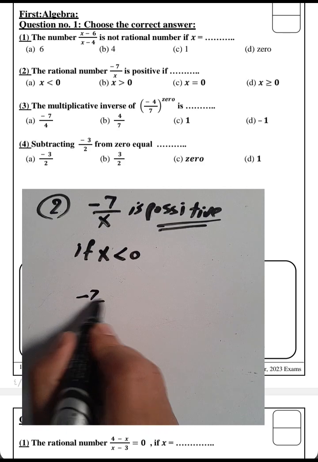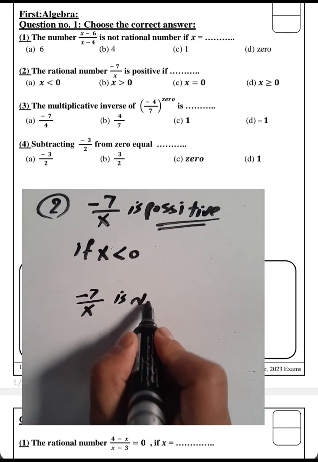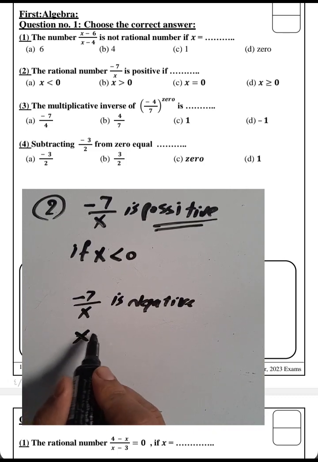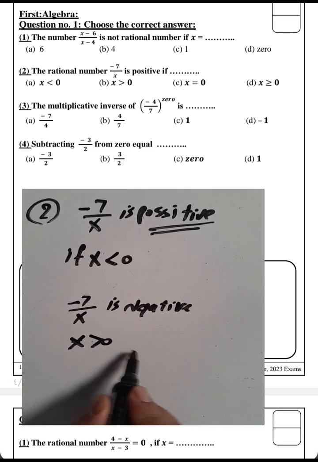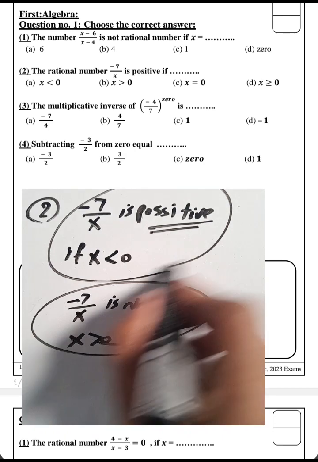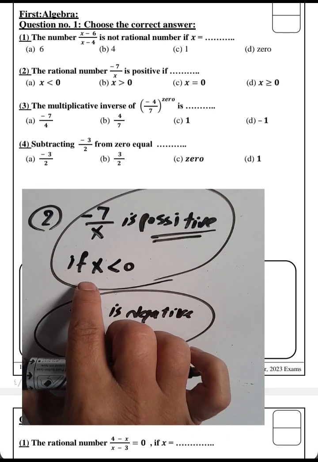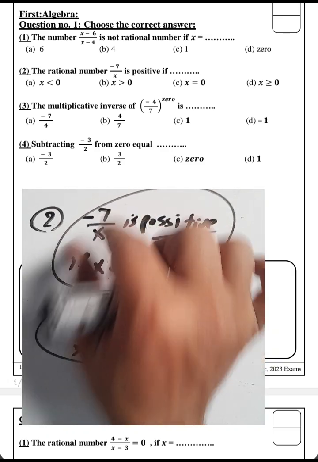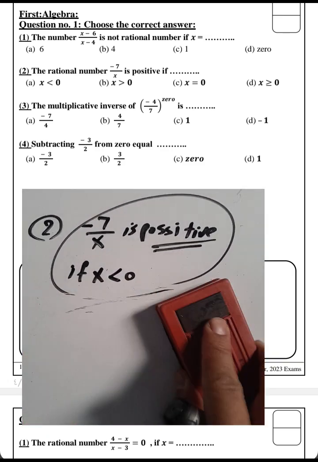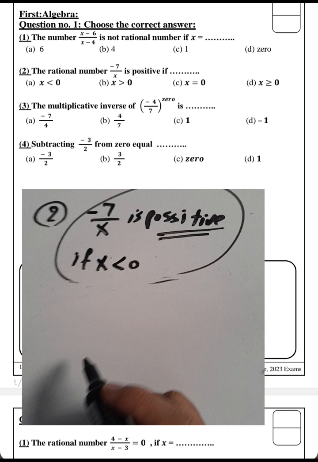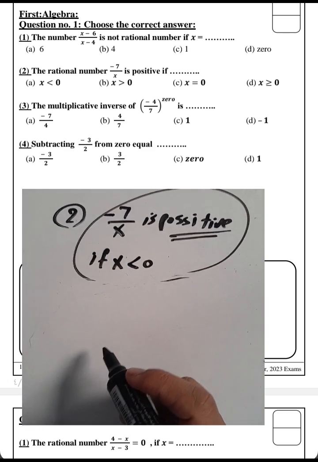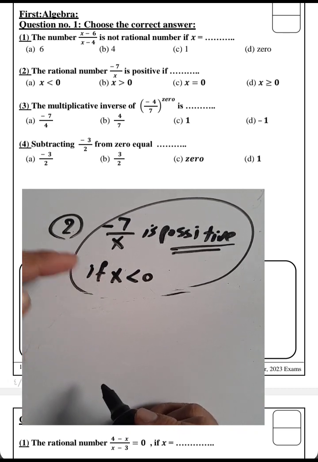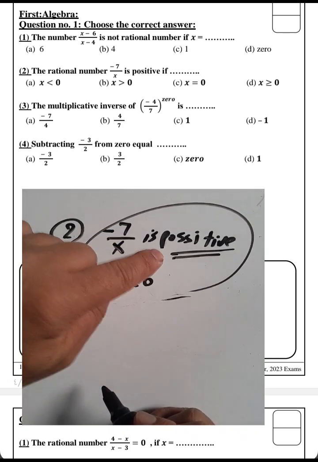But if negative 7 over x is negative, then x will be greater than 0. So in this example, if x is less than 0, then the number will be positive. We must choose letter A, x less than 0, because negative divided by negative equals positive, such that x equals negative 1 here, negative divided by negative equals positive.